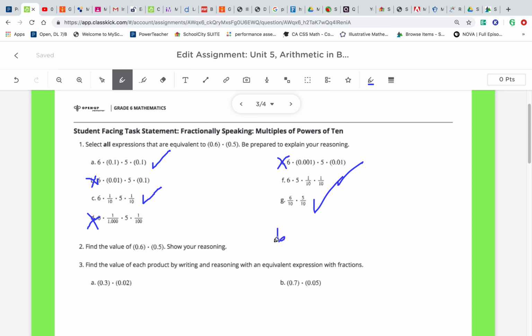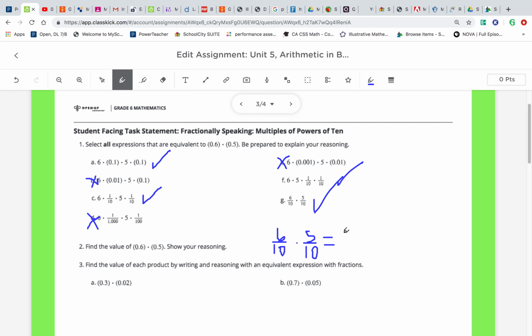Okay, so 6 tenths times 5/10. When we multiply fractions, it is true that you can sometimes cross-cancel to make things a little bit easier. There are a couple of different ways to cross-cancel here. However, in this case, I'm not going to cross-cancel because I want you to see exactly how to make some sense of this. So we're just going to go straight across for this one.